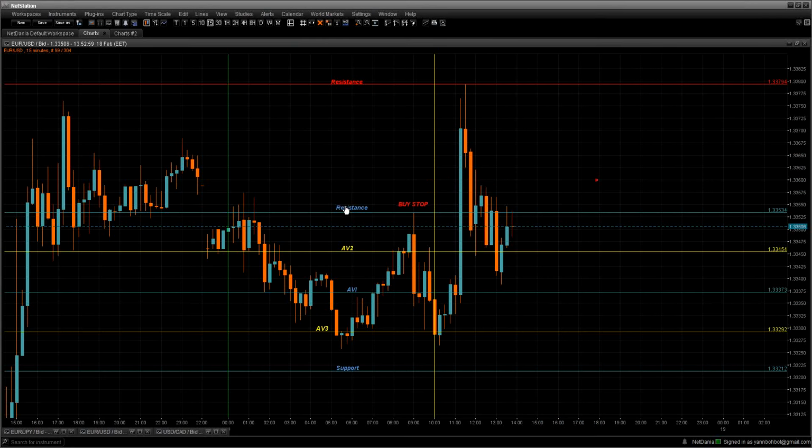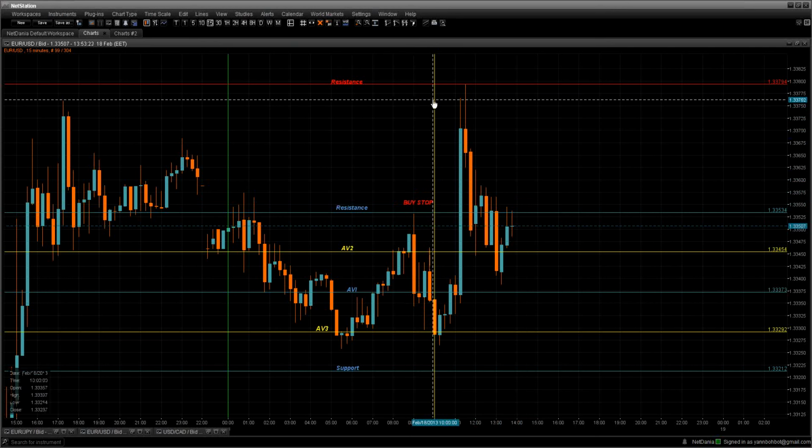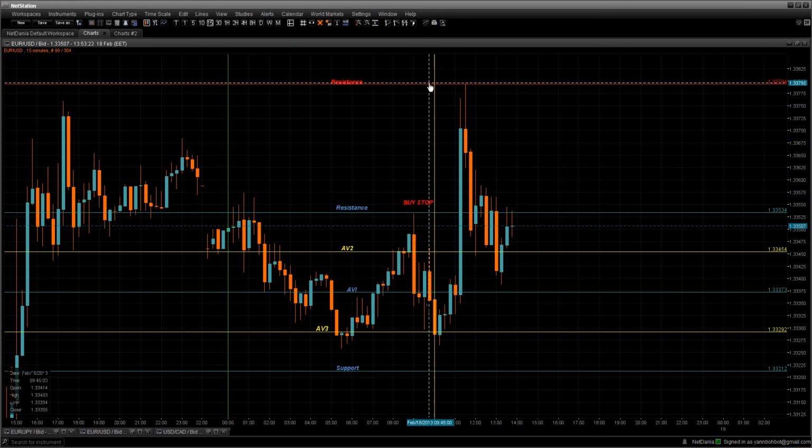If it breaks through resistance here, so my buy stop is at 1.33534. Sorry. If it breaks through this one, I would prefer making it a bit higher. So let's say 1.33545 instead of 534, or a bit higher. Okay? It broke through my buy stop. It went long. And then I close my position whenever I want. 30 to 50 pips, doesn't matter.